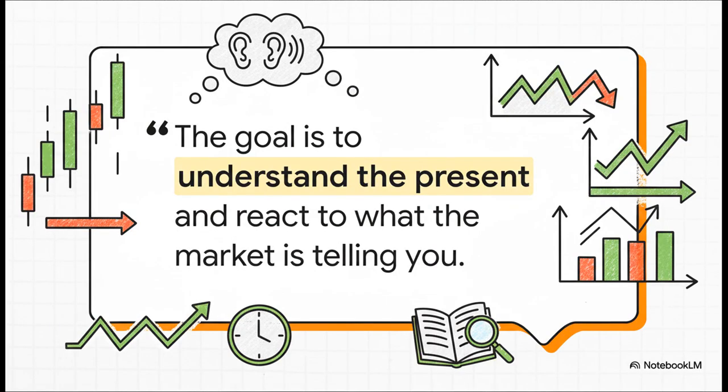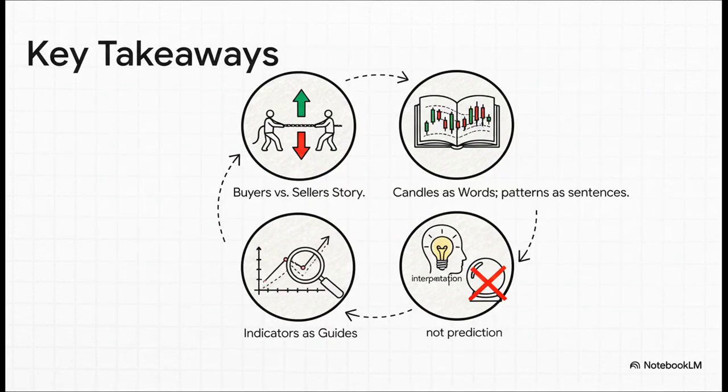And this really gets to the heart of the whole thing. The goal of reading a chart isn't to be a fortune teller. It's about understanding what's happening right now, in the present, so you can react to what the market is telling you. So let's quickly recap what we've learned. First, every chart is telling a story about that big battle between buyers and sellers. The individual candlesticks are like the words, and the patterns they make are the sentences. Our technical indicators, they're like a helpful guide, adding context and pointing out the trends. And maybe the most important takeaway of all, reading a chart is a skill of interpretation, not prediction.